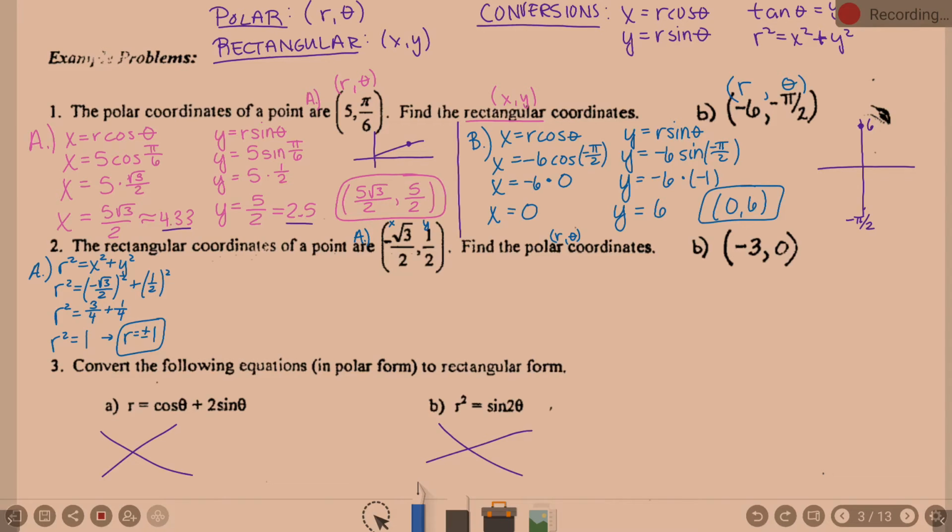What's the other piece of this we need to do? We need to find theta. And we know tangent of theta is equal to y over x. So tangent of theta is equal to 1/2 divided by negative square root of 3 over 2.